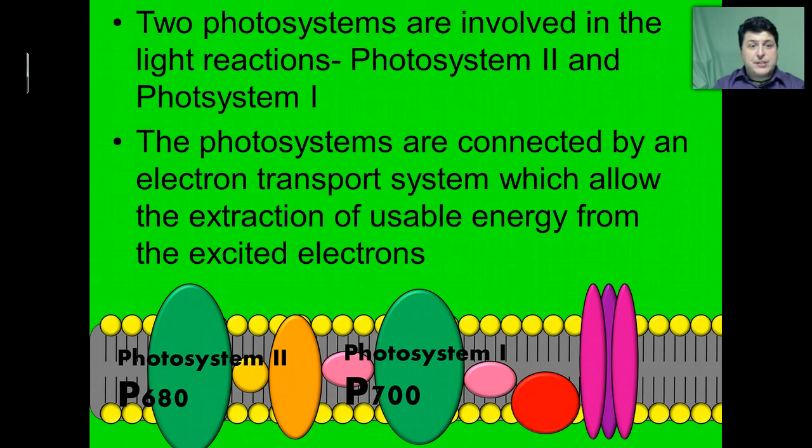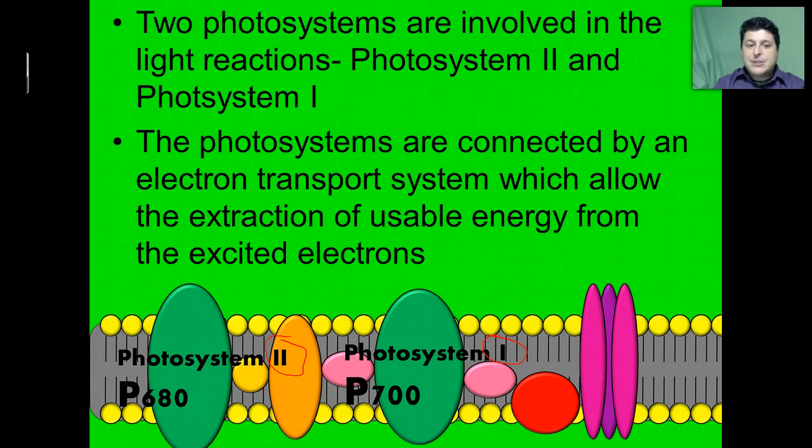Now there are two photosystems that are involved in the light reaction, Photosystem I and Photosystem II. You might notice that Photosystem II comes before Photosystem I, and that has to do with how it was discovered. Initially, Photosystem I was discovered, and then they found out there was another photosystem, but it wasn't until later that they found out that Photosystem II occurs before Photosystem I, and they just kept the names the way they were.